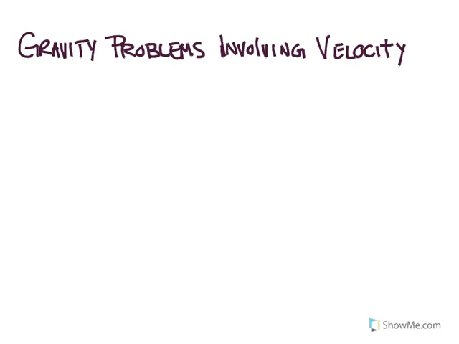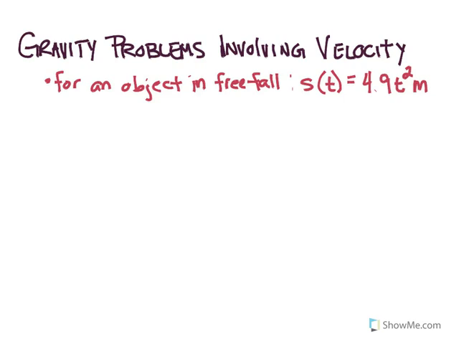So what we're going to do next is discuss some gravity problems that involve velocity. And we need to first of all understand that gravity has its own very specific rate of change and own formula or equation as well. So the general formula for any object in free fall is the position function S of t. Remember, S is referring to position. S of t is equal to 4.9 t squared meters. This m is not a variable, that is a unit. So we always measure gravity in terms of meters.